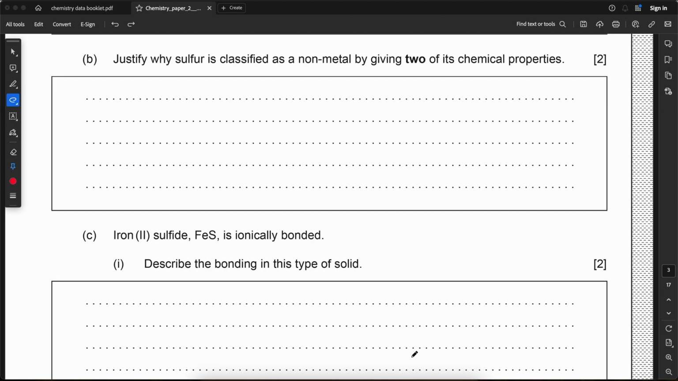Justify why sulfur is classified as a nonmetal by giving two of its chemical properties. Nonmetal, it is able to form acidic oxide, while metal like group 1 and 2 will form basic oxide. Also, it forms anion by adding electrons for non-metal, but for metal, cations, positive ion. And also it forms covalent bond with other non-metal by sharing electrons.